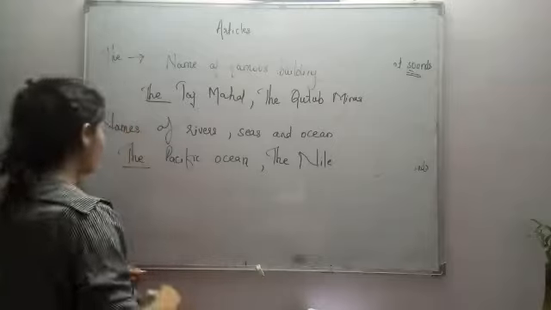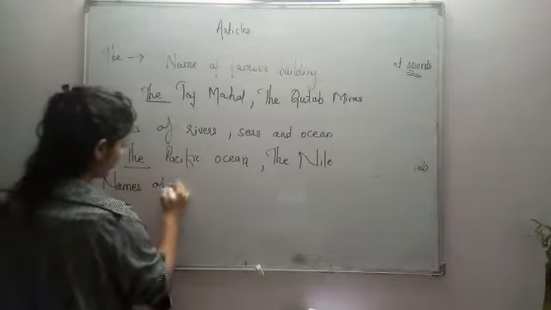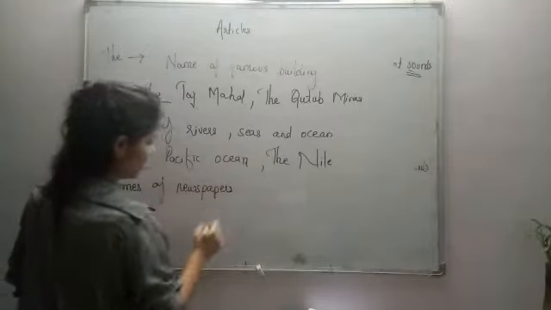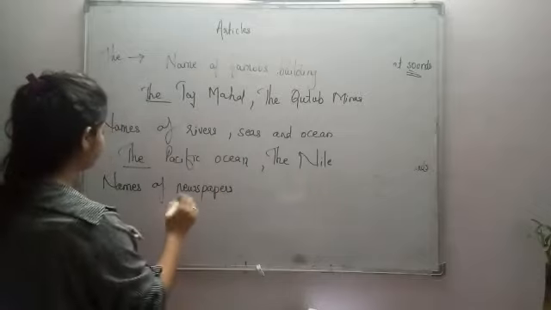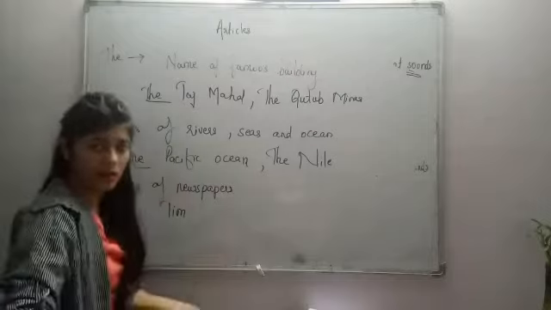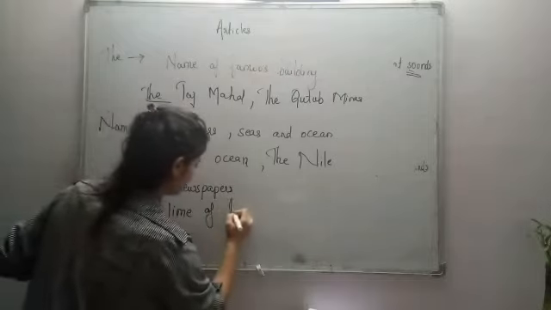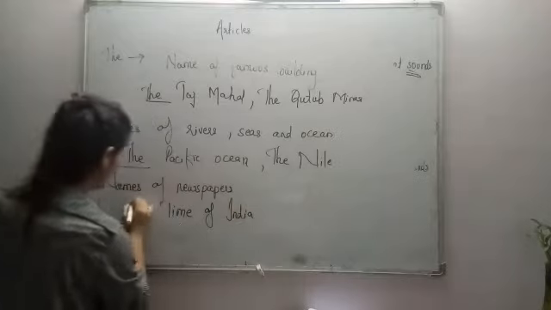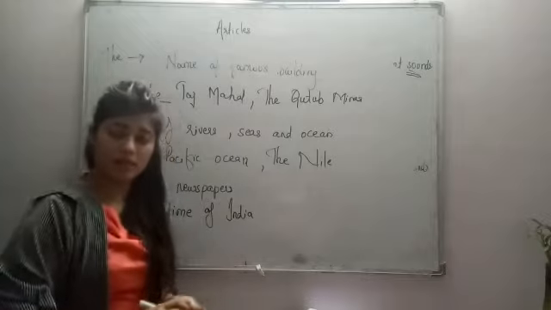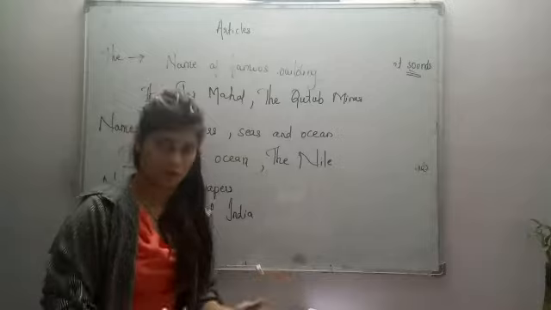Okay. It can also be used in front of the names of newspapers. For example, Times of India. So I will not say a Times of India or an Times of India. I will be using the Times of India. The Times of India. The Chronicle. The New York Times. The Hitwad. The Navbharata, etc.